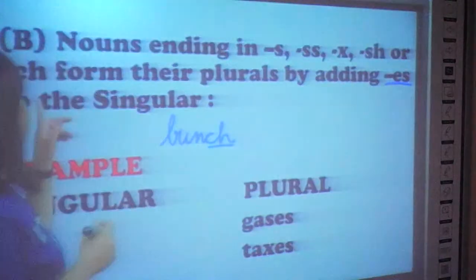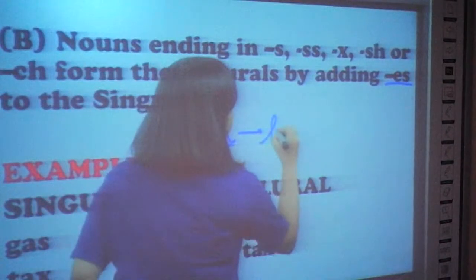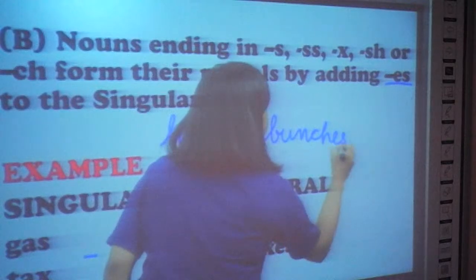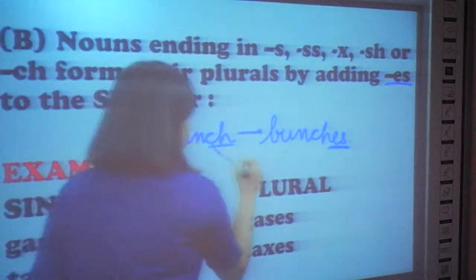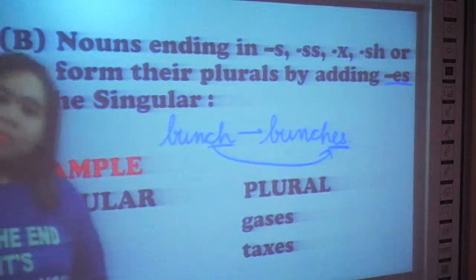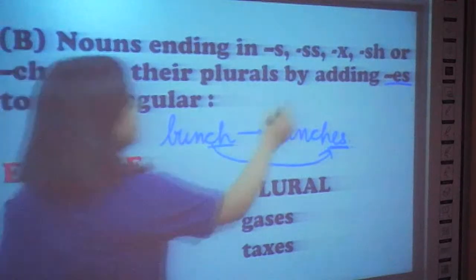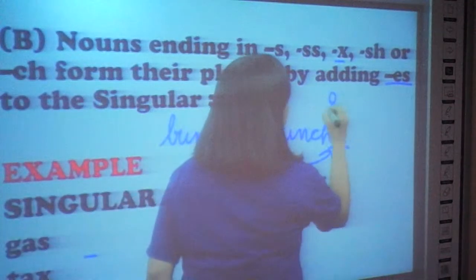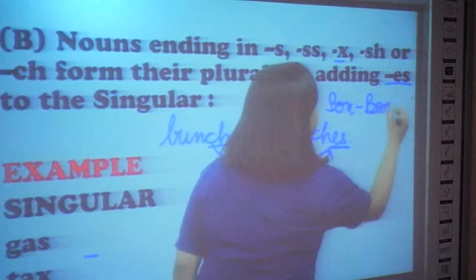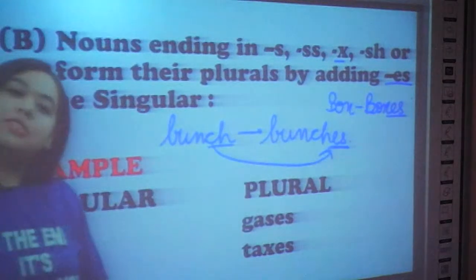Bunch. It's a word that ends with ch. If I make the plural of it, it will be bunches. So what did I do? I simply added es to it in order to make it plural. Okay? Say box, with x, forming the word box. It will be as easy as adding es, and box you can simply convert into boxes.